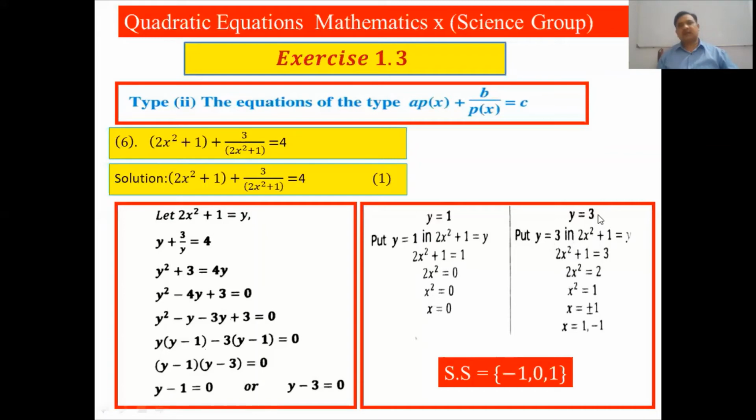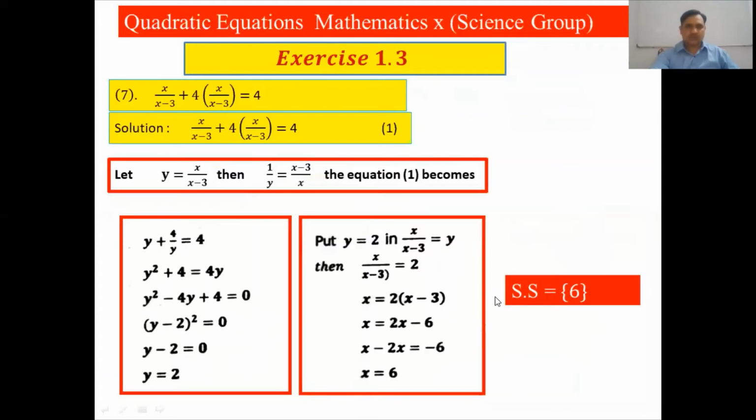And when y = 3, we replace it here: 2x² + 1 = 3. Shifting 1 to the right-hand side, we have 3 − 1, which is equal to 2. So 2x² = 2, and x² = 1. Taking the square root on both sides, x = ±1. So the solution set is {−1, 0, 1}. This is the solution of this question 6.